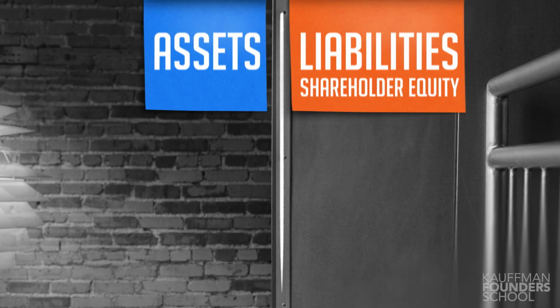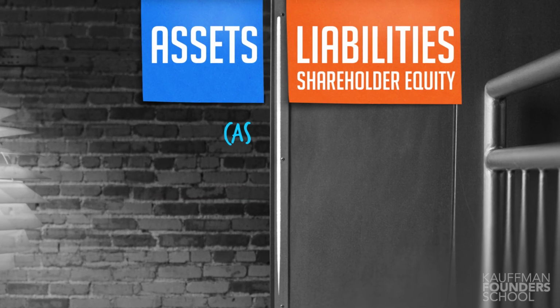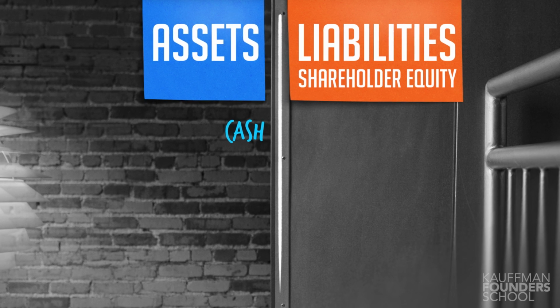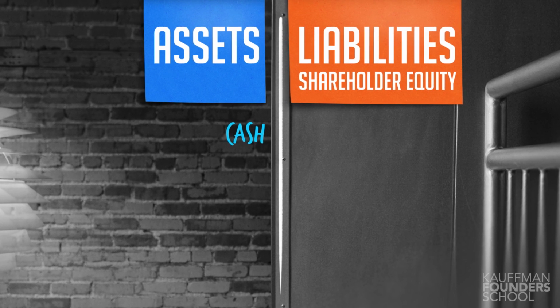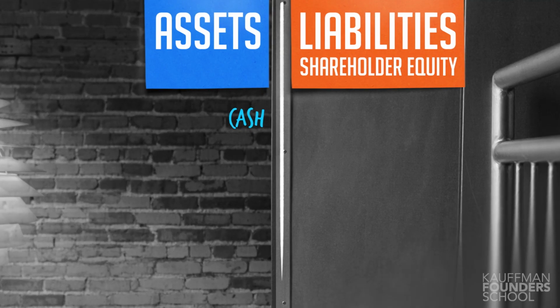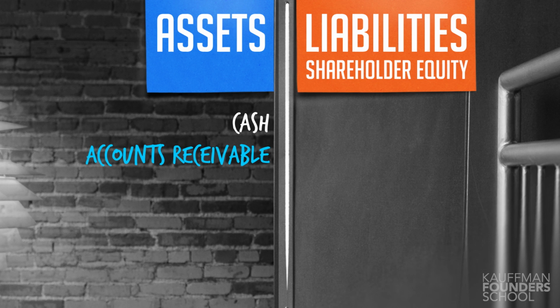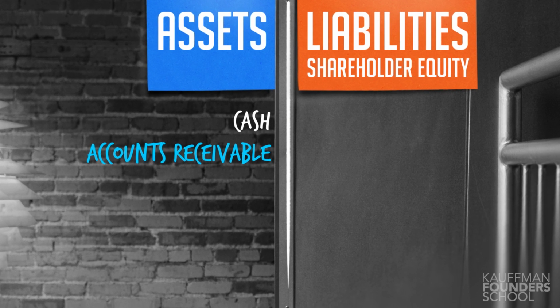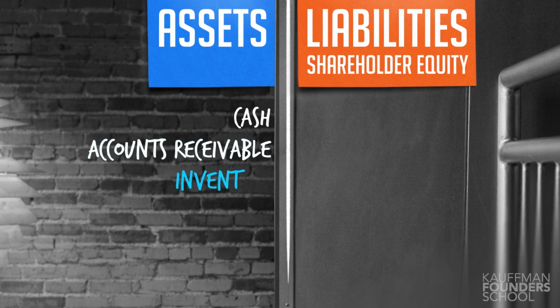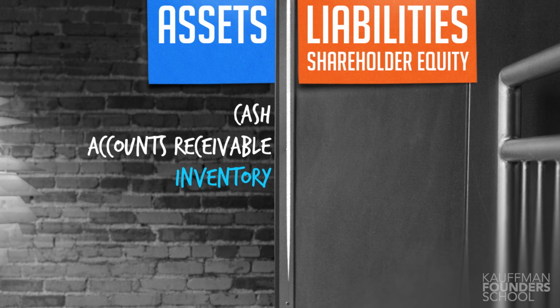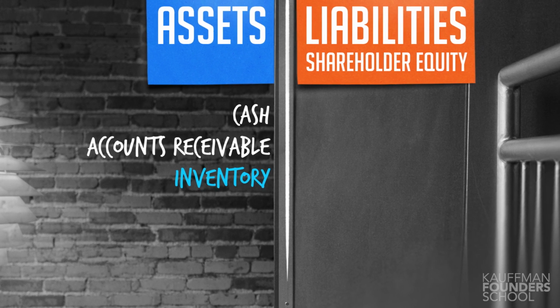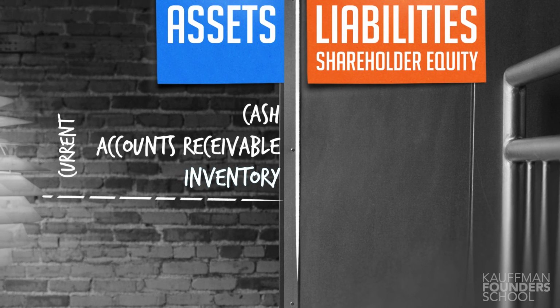Your assets, of course, begin at the top with your cash. Probably the most important asset you've got. But in addition to your cash, assets include your short-term assets or your current assets. And that could include accounts receivable, the money you're expected to be paid by your customers. In some cases, you'll have inventory, which is product you haven't sold yet, but you still have it. So those are your current assets.